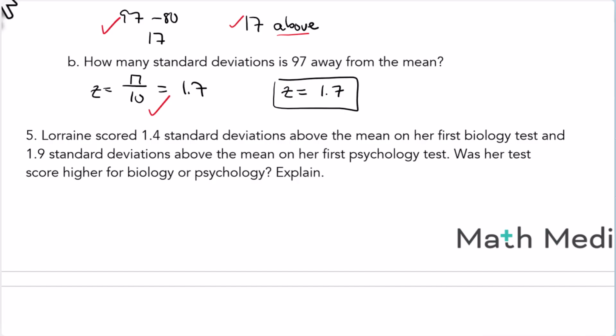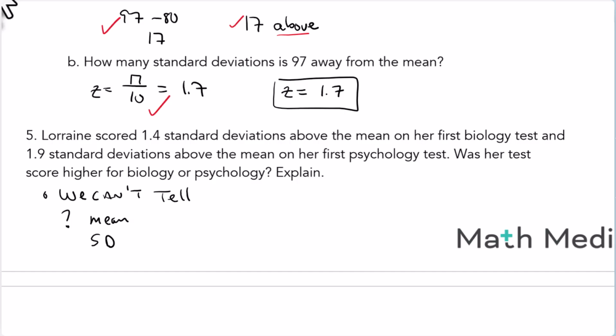Well, we can't really tell. We have no idea. So we can't tell, and here's why. In order to figure out her actual test score for bio or psych, we've got to know 2 things, and here's what we don't know. We don't know the mean, and we don't know the standard deviation. So we need to know those 2 things in order to tell whether her actual test score was higher in bio or psych.